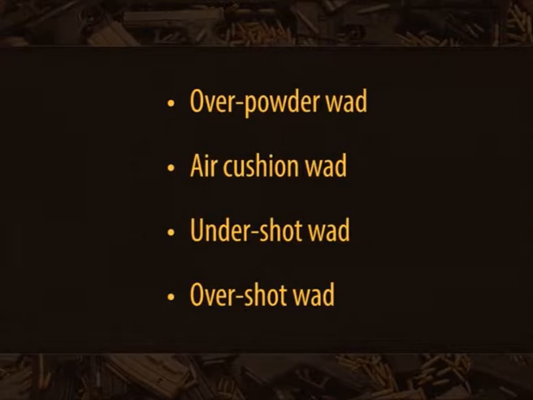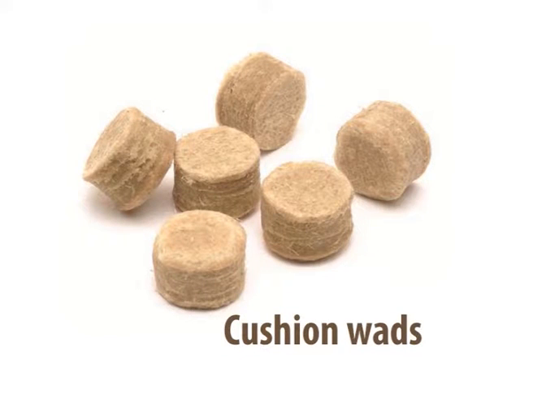In shotgun ammunition, there are a number of wads, comprising the overpowder wad, air cushion wad, undershot wad and overshot wad. They keep the powder charge in the cartridge in its proper place. In addition, the cushion wads seal the barrel on firing and thus prevent escape of gases and consequent loss of velocity. They also clean and lubricate the barrels.